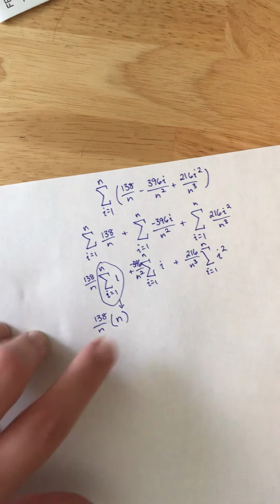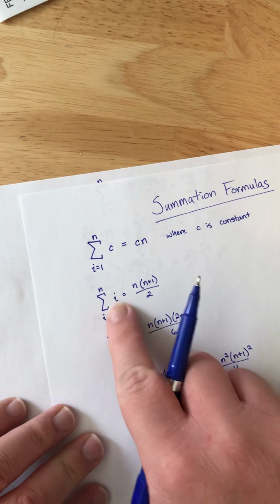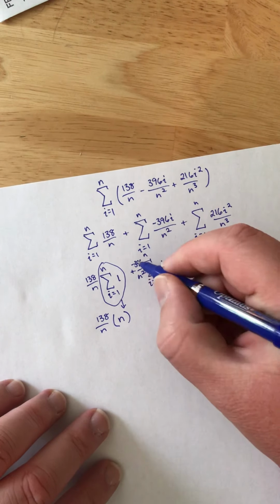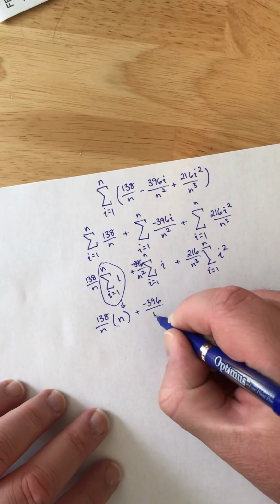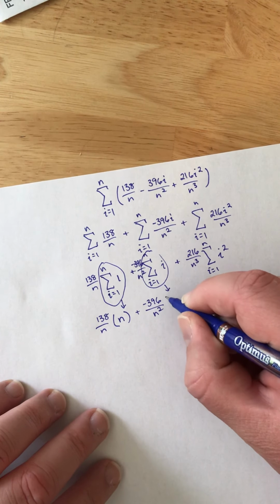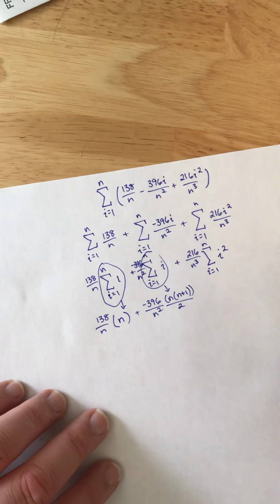All right, the next one is an i. Well, good thing I've got a formula. This summation of i becomes n times n plus 1 over 2. So I'm going to keep this first part, which is plus negative 396 over n squared. And this summation turns into n times n plus 1 over 2.